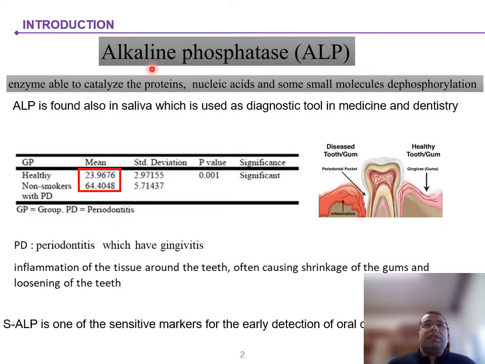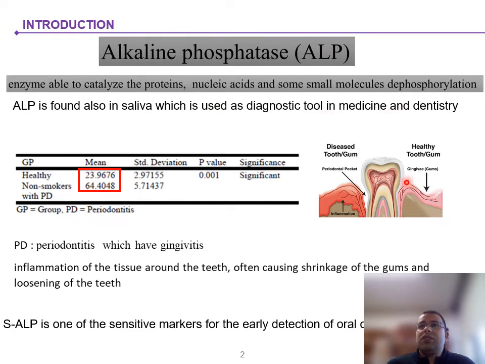Our target is detection of alkaline phosphatase, ALP. ALP is an enzyme able to catalyze the dephosphorylation of proteins, nucleic acids, and some small molecules. It is found in many fluids inside the body, and one of these fluids is saliva. Salivary ALP is used as a diagnostic tool in medicine and industry.